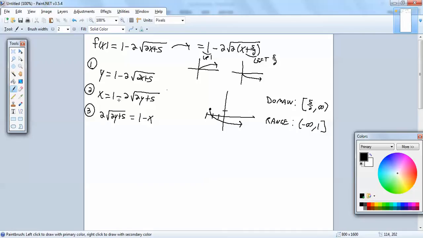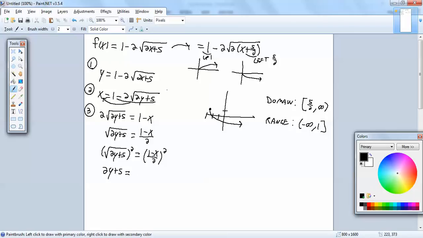Now notice when I took the negative 2 square root of 2y plus 5 to the left side, the only thing that changed was the sign out in front. What's inside the radical didn't change. Divide both sides by 2. And then square both sides, because we have to get rid of the square root. So we've got 2y plus 5 squared is equal to 1 minus x over 2, squared. That gives us 2y plus 5.